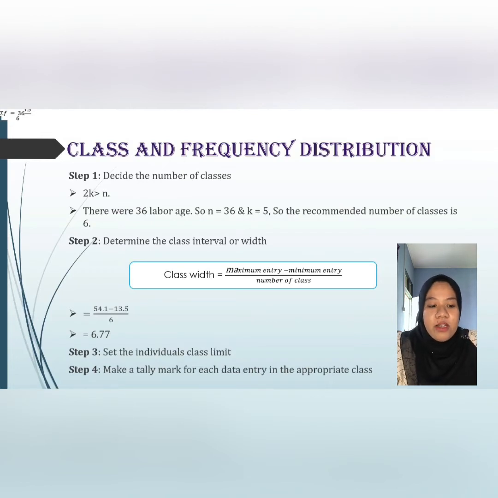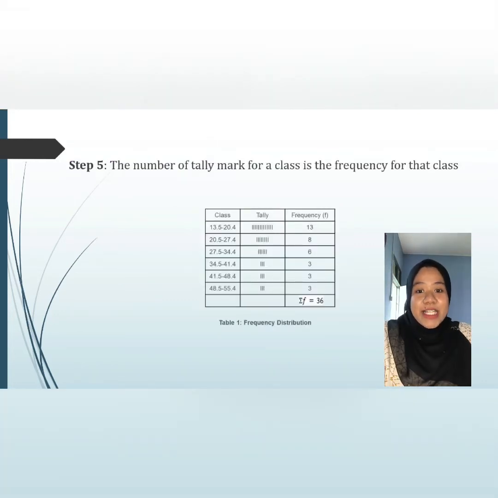And step 4, make a tally mark for each data entry in the appropriate class. Step 5, the number of tally marks for a class is the frequency for that class. So here, as you can see, we got 6 classes, tally and frequency. We make tally to make sure that the answer for the frequency is correct. Okay, so the first class is 13.5 to 20.4.